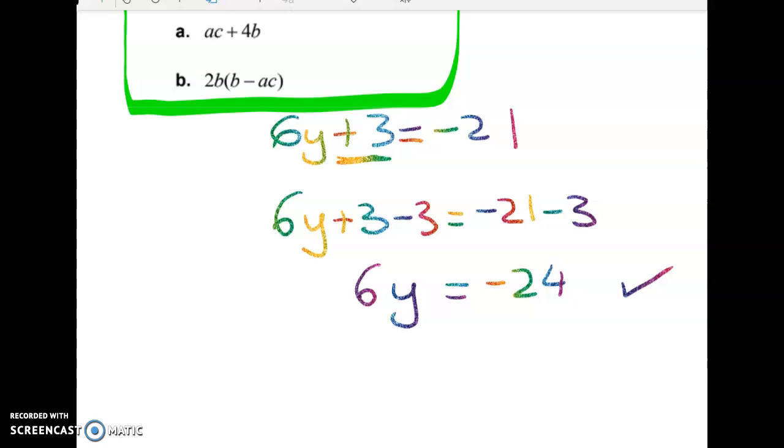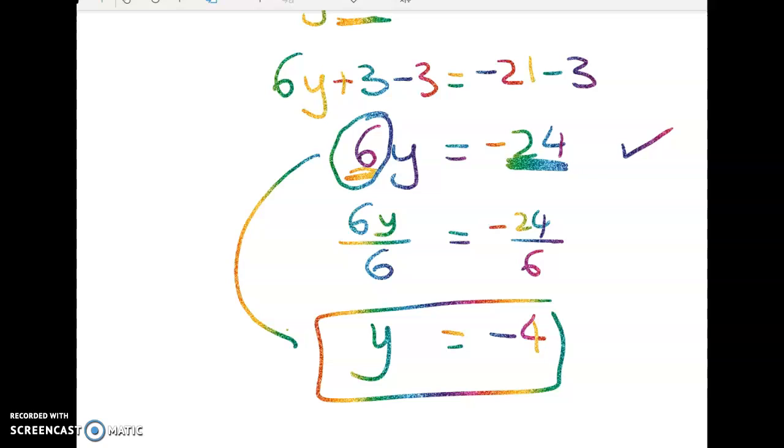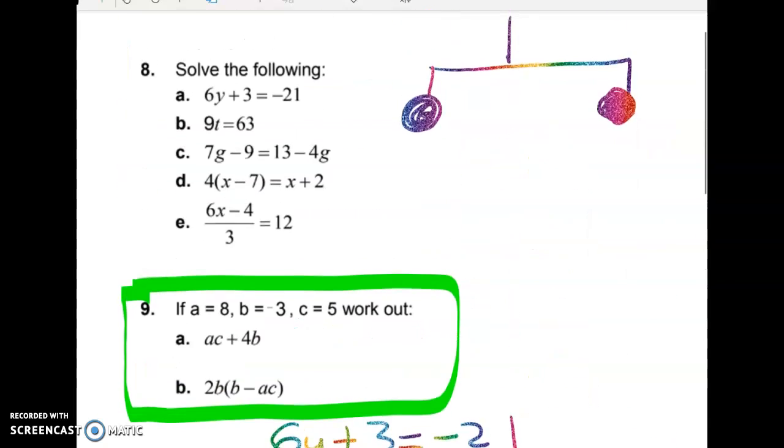Next, I'm going to divide both sides by 6. So I'm going to do the same thing to both sides. And again, if I need to, while I'm getting used to this, I can write in that line of working. But I don't have to, right? The reason this works is that by dividing by the 6, we've gone back to having 1y. So we've got y is equal to negative 4. And again, absolutely fine to go from there to there. So that's my final answer. y is negative 4. Let's look at the next equation.